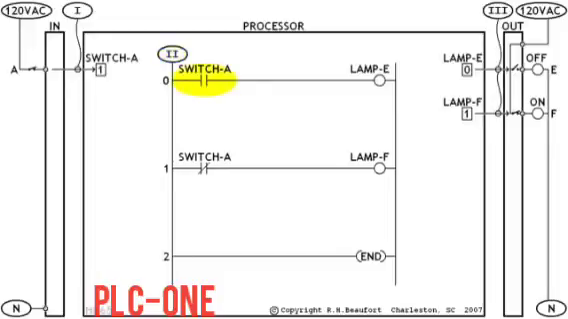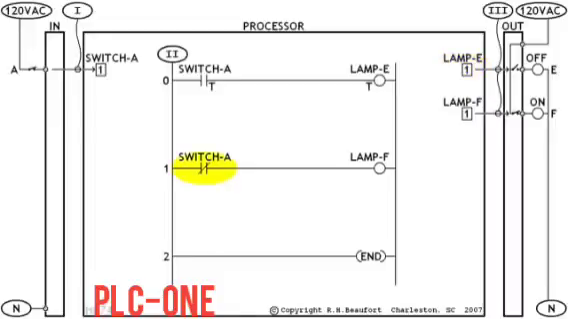The processor comes to this XIC instruction. The rule says, go look for a 1. Do we have a 1? Yes. So this is true. And so this OTE has true coming in. And the rule says, go write a 1. So the processor goes to the bit for lamp E and writes a 1 into the box.